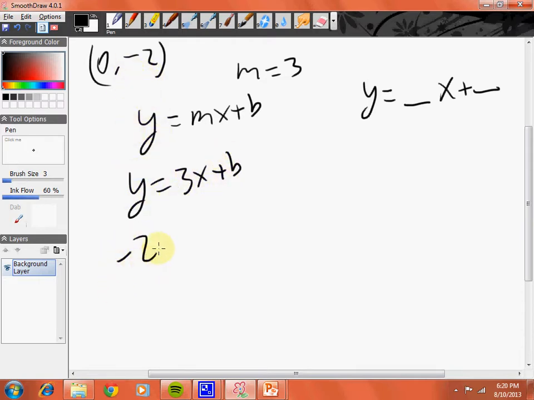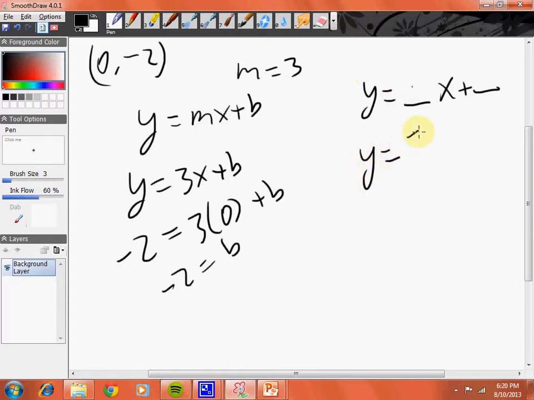So we have -2 equals 3 times 0 plus b. So we end up with -2 equals b. So b is -2. So we have y equals, the slope was 3, and the b, the y-intercept, is -2. So you can drop the positive. So y equals 3x minus 2. So that's how you do that one.